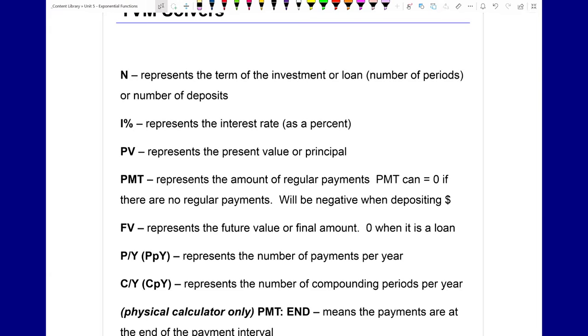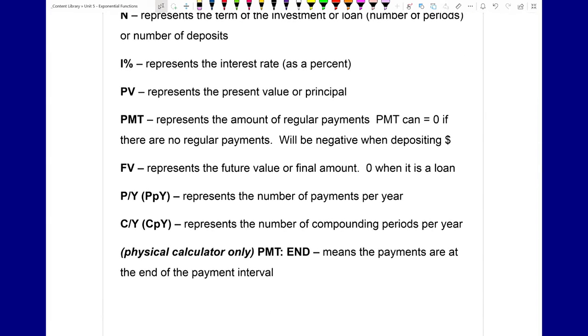FV represents the future value or final amount. If we're dealing with a loan, right, we've borrowed money, our future value should be zero, because that means we've paid it off, or we've paid off the amount. P/Y, or depending on the calculator, PPY, this represents the number of payments per year, and CY or CPY represents the number of compounding periods per year. Now, usually these two tend to be the same value. Usually you're putting money in at the same frequency as your compounding period.